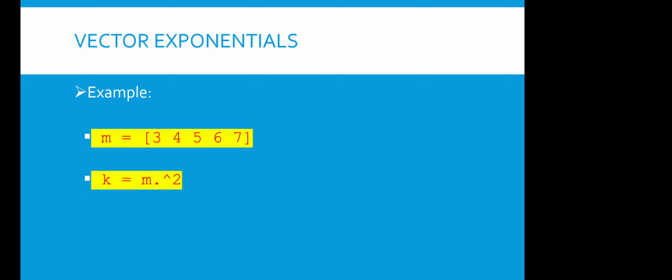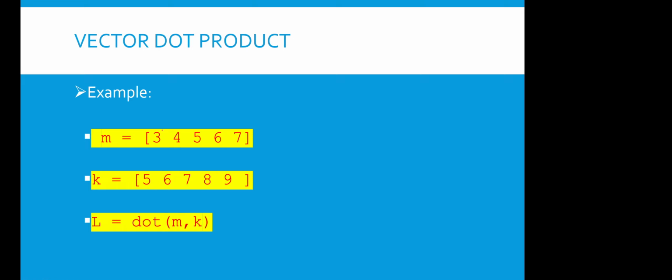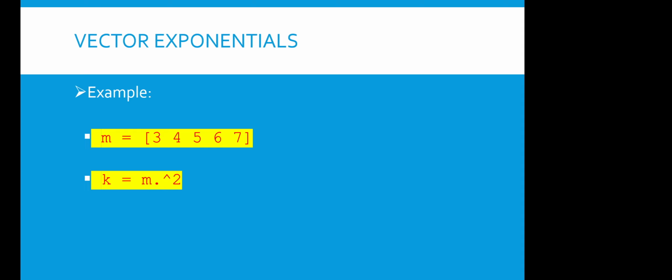I consider something like here in this particular example, 3 square, 4 square, and so on, the same power. So then, you had seen element wise multiplication, that is dot star, right? In the same way, we have element wise exponential, that is dot cap.